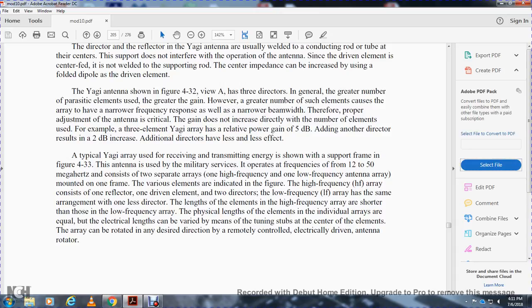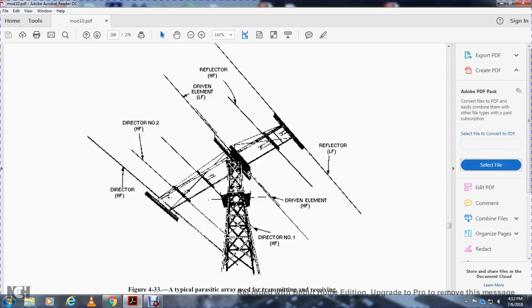A typical Yagi array for receiving and transmitting energy is shown with its supporting frame in figure 433. The antenna, operating over a frequency range of 12 to 15 megahertz, consists of two separate arrays, one high frequency and one low frequency, on the frame with the various elements indicated in the figure. The high frequency array consists of one reflector, the driven element, and two directors. The low frequency array has the same arrangement, with one less director. The elements of the high frequency array are shorter than those of the low frequency array. The physical lengths of the elements of the individual arrays are equal, and the length may be varied by means of tuning stubs. The array can be rotated to any desired direction by a remotely controlled, electrically driven rotary mechanism. The figure shows a typical parasitic array with transmitter receiver, high frequency directors 2 and 1, high frequency driven element, low frequency reflector, and high frequency reflector.